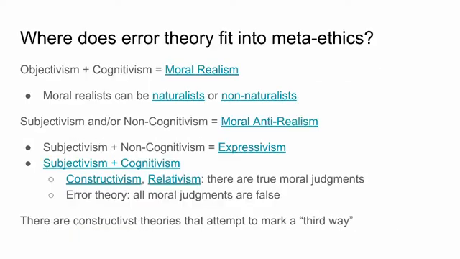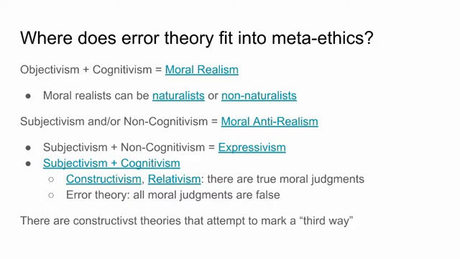So where does error theory fit into this taxonomy of metaethics within analytic philosophy? Well, I'm going to go quickly through this just so you can get a feel for where it fits in. If you combine objectivism, the view that there are mind-independent moral facts, with cognitivism, the view that moral judgments can be true or false because they have cognitive content, you wind up typically with forms of moral realism. Moral realism does break down into naturalism and non-naturalism. I won't go into those, but that's the general way it branches out.